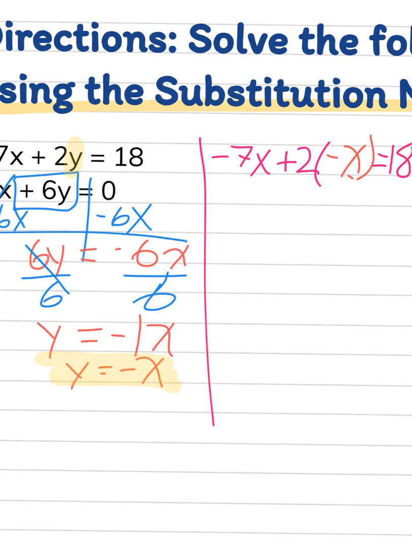All right, so now that we've substituted the negative x in for y, I need to get rid of those parentheses. I do that by multiplying. So everything else is going to drop. I have negative 7x. What is 2 times negative x? Negative 2x. Good. And that's equal to? Good.